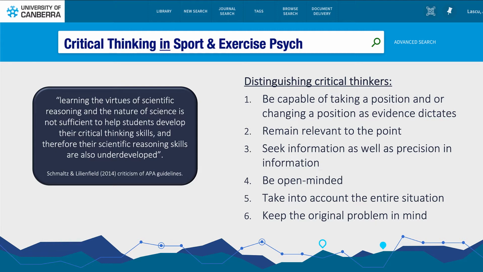So, learning the virtues of scientific reasoning and the nature of science is not sufficient to help students develop their critical thinking. And therefore, their scientific reasoning skills are also underdeveloped. And that was a quote as criticism from Schmaltz and Lilienfeld about the APA guidelines and what they set out as the learning outcomes for undergraduate psychology students.